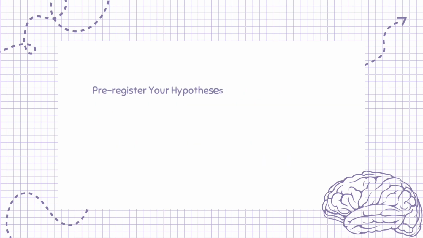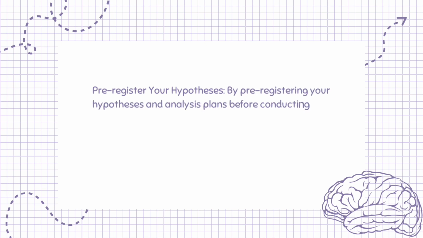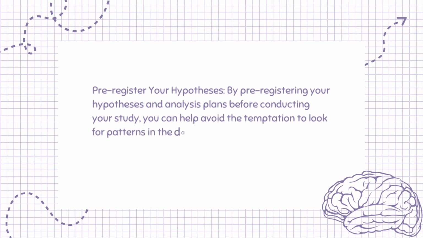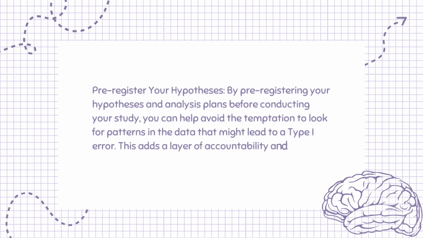Pre-register your hypotheses. By pre-registering your hypotheses and analysis plans before conducting your study, you can help avoid the temptation to look for patterns in the data that might lead to a Type 1 error. This adds a layer of accountability and reduces the likelihood of data dredging.